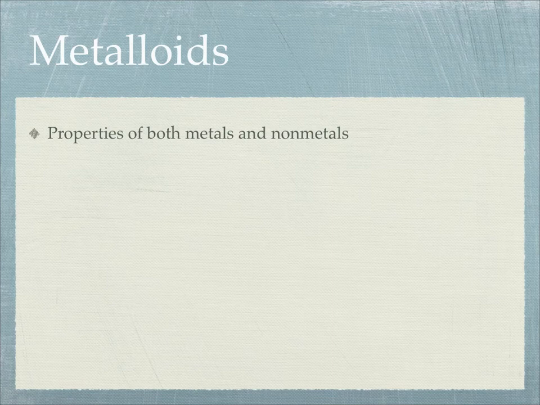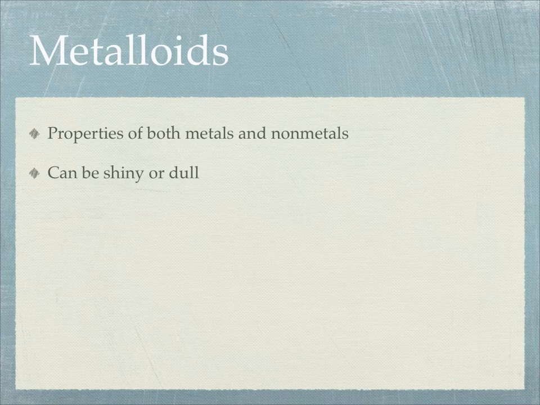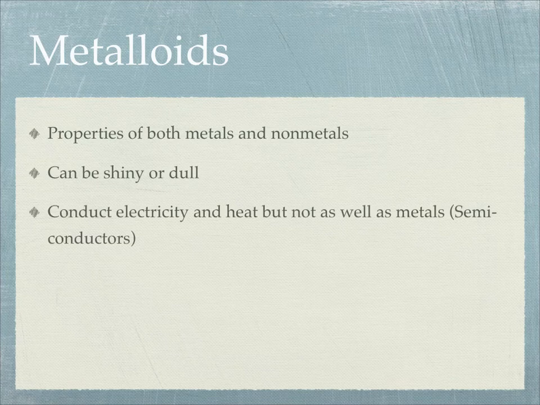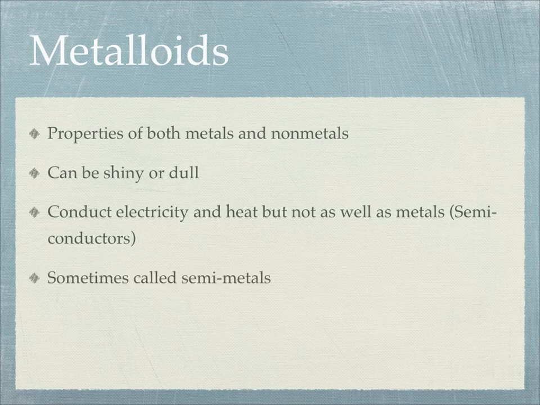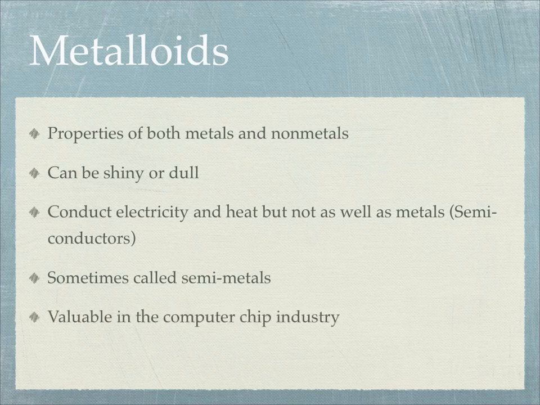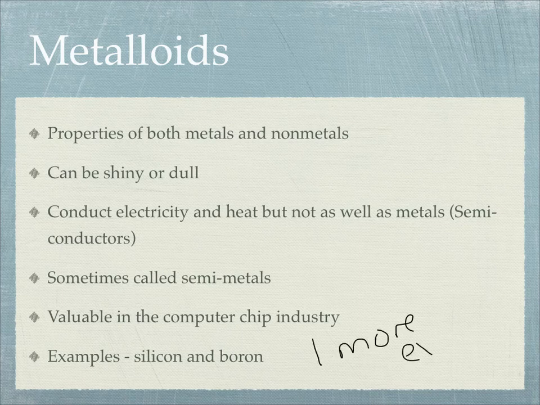Metalloids have properties of both metals and nonmetals. They're kind of that transition between one and the other. So they could be either shiny or dull, depending on which ones you're looking at. And they conduct heat and electricity, but not as well as metals. A lot of times they're called semiconductors, which we know are very important when it comes to things like computers. Sometimes they're called semi-metals instead of just semiconductors. And like I said, they're very valuable when it comes to the computer chip industry. A couple of examples would be silicon and boron. Would you list one more example? Write that down.